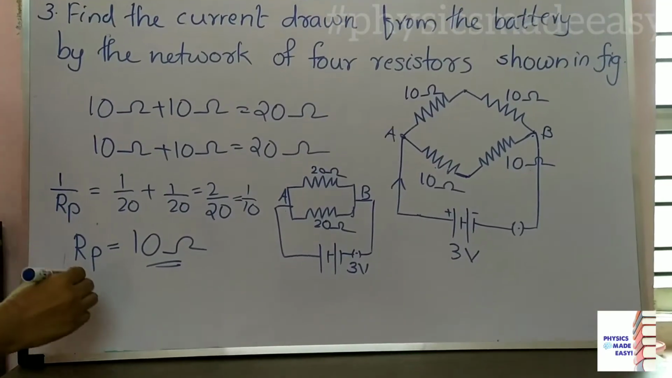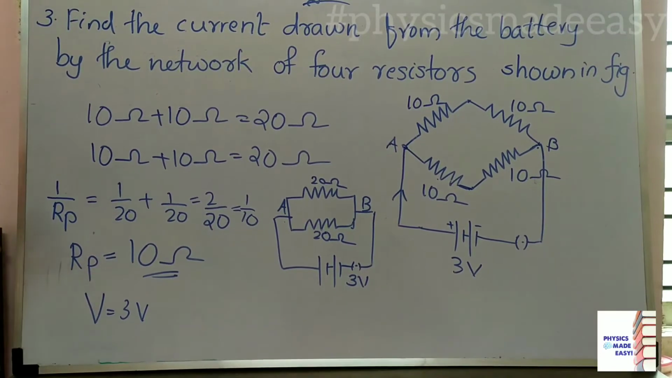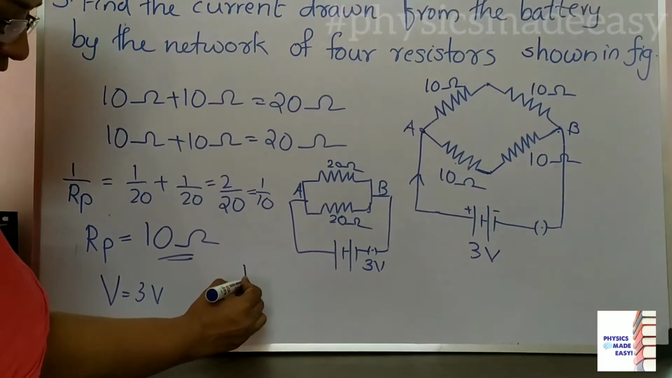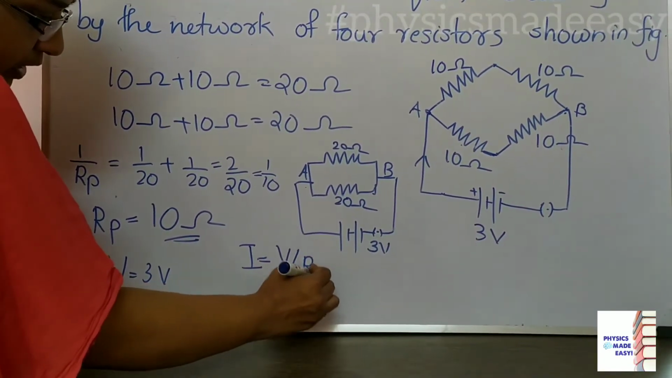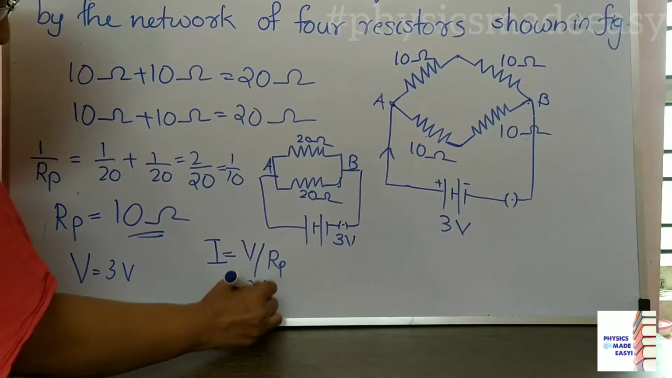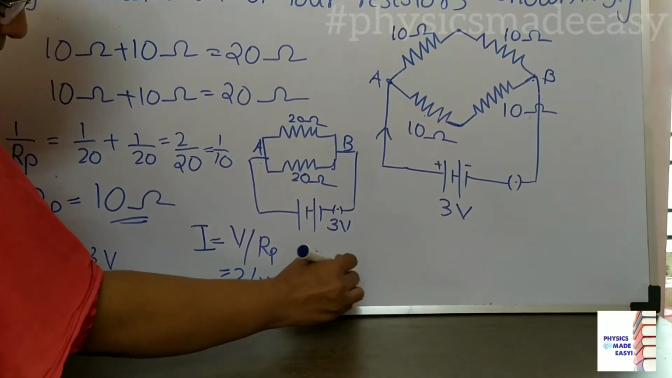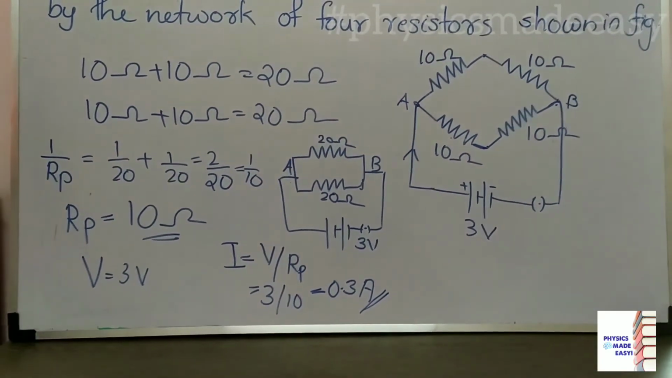Now we have V is equal to 3 volt. We have to find the current. How to find? Here we can use our Ohm's law. Then you can write current I is equal to V divided by Rp. Then V 3 divided by 10. You will get this as 0.3 ampere. That is the value of current that is flowing through the circuit.